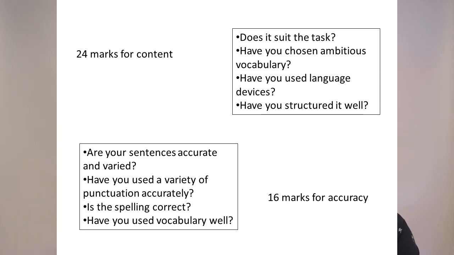So those 24 marks, the more important questions: does the writing suit the task? Does it have ambitious vocabulary? Have you used language devices and used them well? Have you structured it well? And down at the bottom are 16 marks for accuracy. You want to be thinking about, are your sentences accurate and varied? Have you used a variety of punctuation accurately? Is the spelling correct? And have you used vocabulary well?